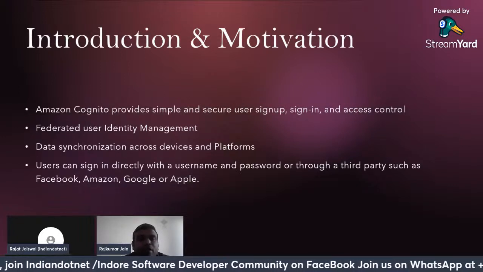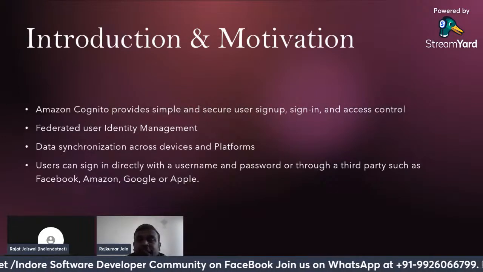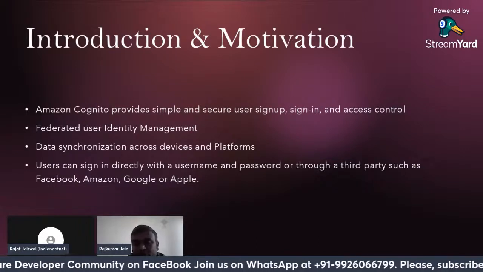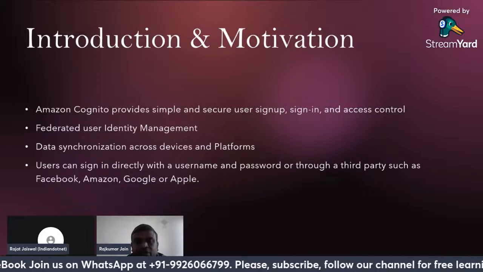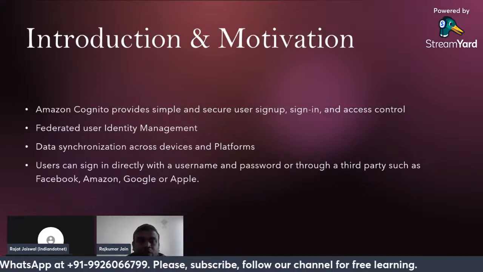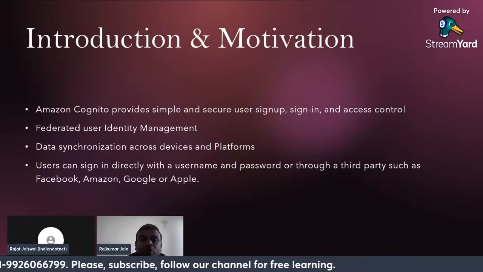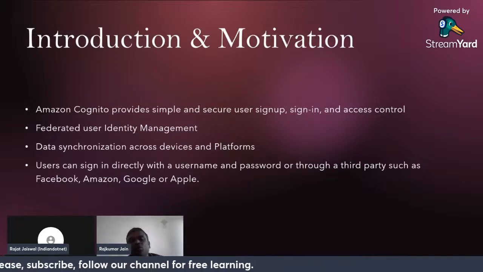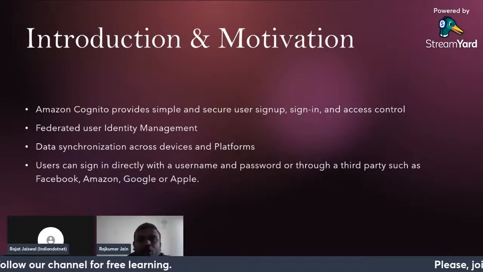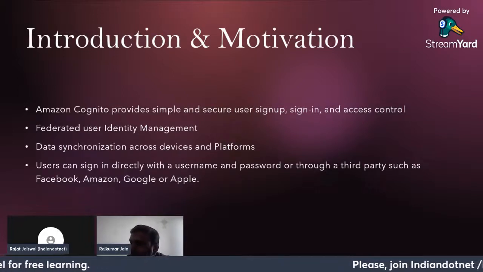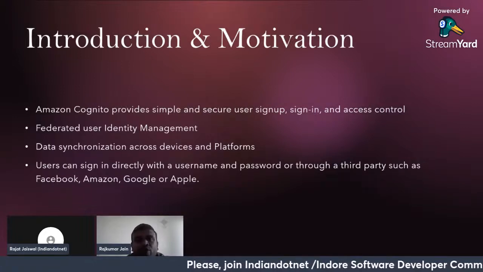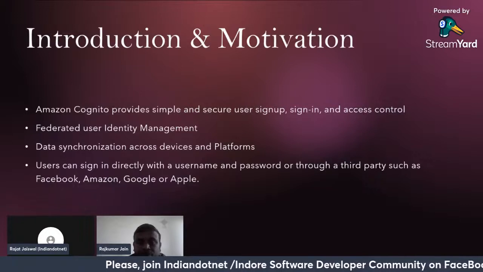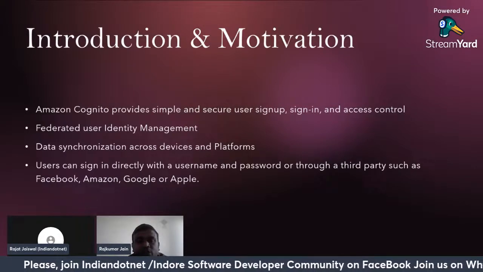Users can directly sign in with username and password, or they can use third-party authentication methods like Facebook, Amazon, Google, or Apple. Using these applications they can log in to whatever applications you have created where you have implemented AWS Cognito. Okay, so let's move to the next topic.